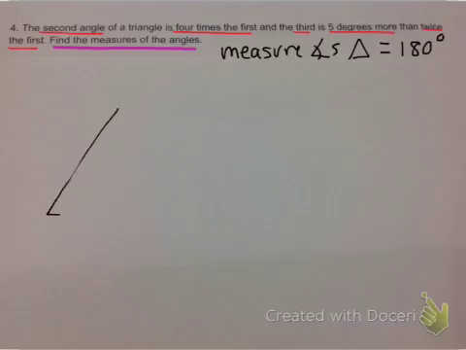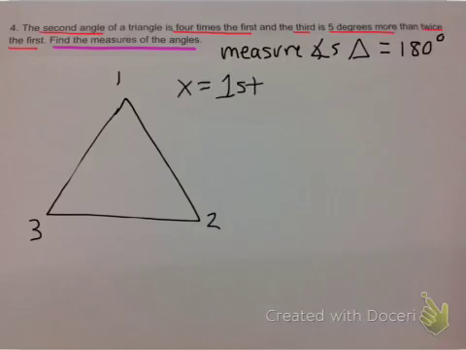So I'm going to draw a nice big triangle, okay? And I'm just going to label them 1, 2, 3, so I know which one is first, second, and third. I am going to say that x equals my first angle, okay? So I'm going to call this x. Now let's go through. It says the second angle of my triangle right here is 4 times the first. That means it is 4 times x. And the third angle is 5 degrees more than twice the first. So twice the first is 2x, then I need 5 degrees more. So I know I'm going to add 5.